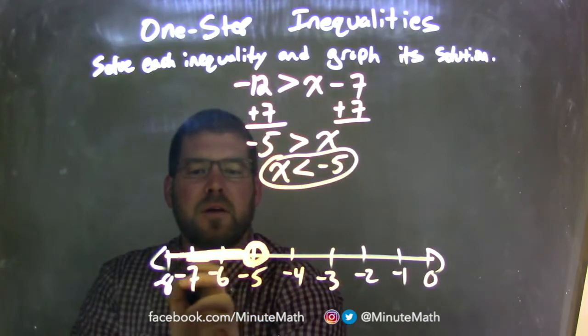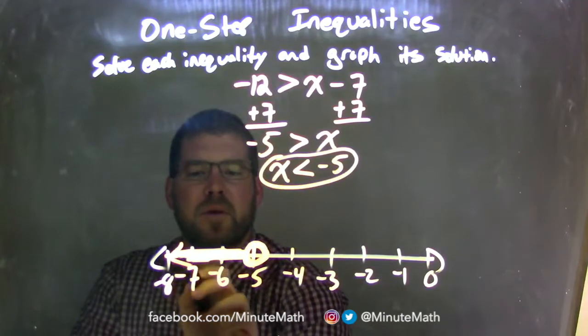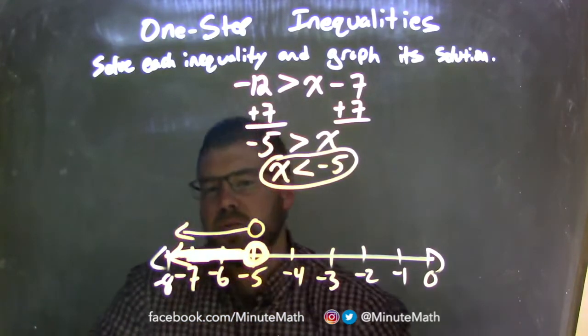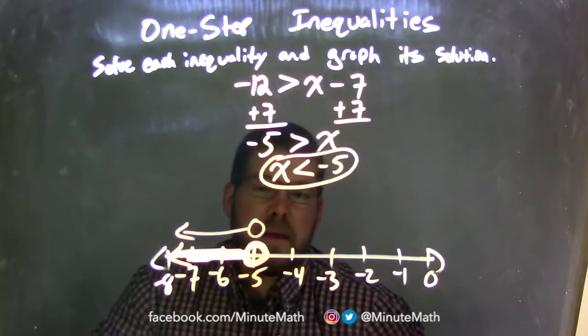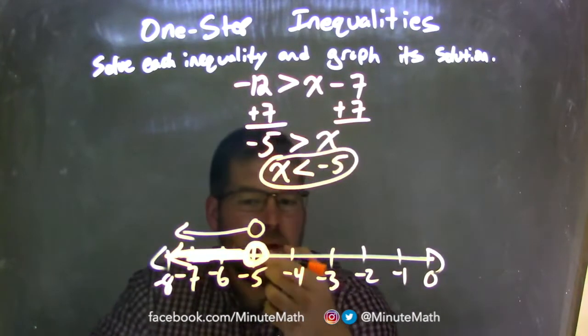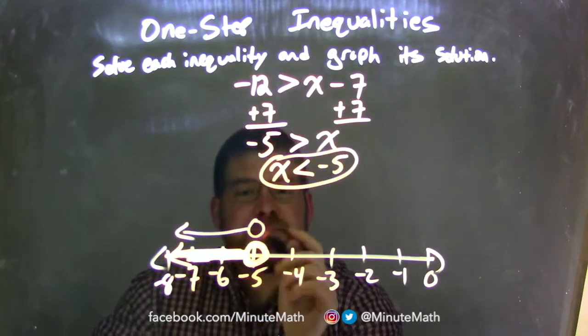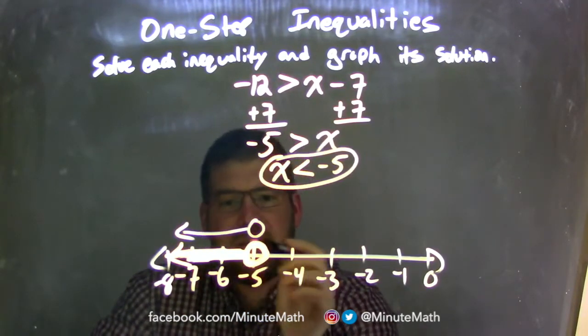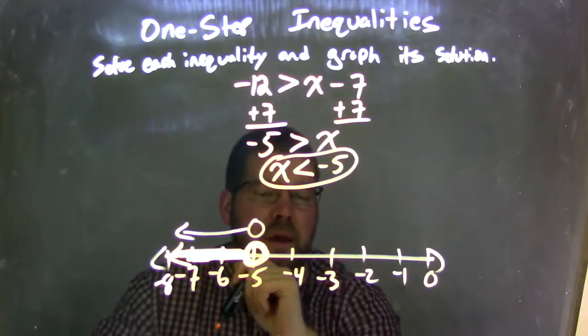Now sometimes it's easier to see if you just do it above it, like that, to the left. But either way, there it is. It's one or the other. Don't do both of them. Okay. So that graph shows that x is less than all these values, that's less than negative 5.